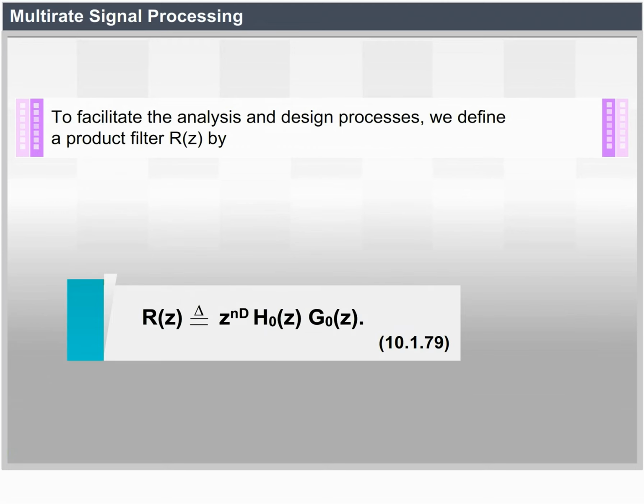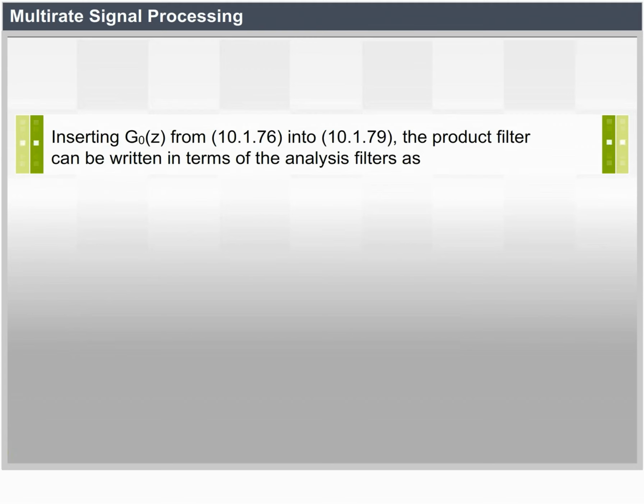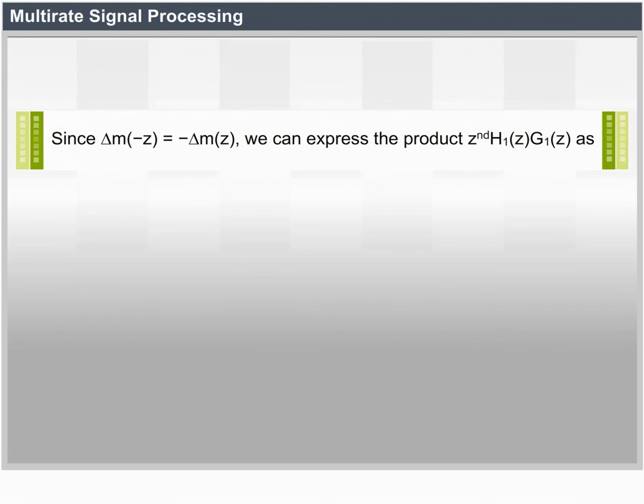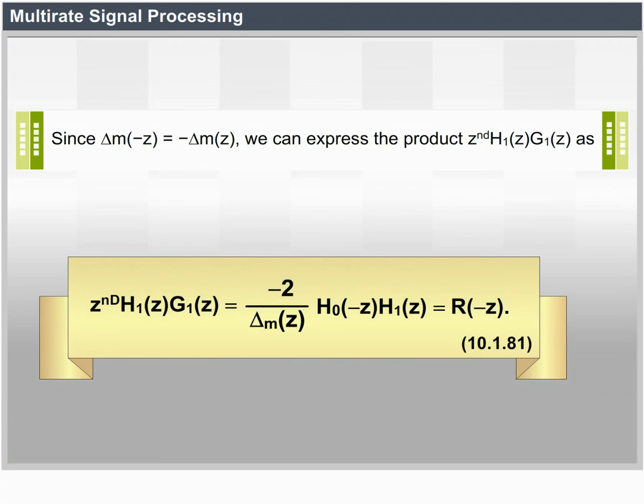Inserting G0(z) from 10.1.76 into 10.1.79, the product filter can be written in terms of the analysis filters as R(z) = 2 / Δm(z) · H0(z) H1(−z), called equation 10.1.80. Since Δm(−z) = −Δm(z), we can express the product z^nd H1(z) G1(z) = −2 / Δm(z) · H0(−z) H1(z) = R(−z), called equation 10.1.81.